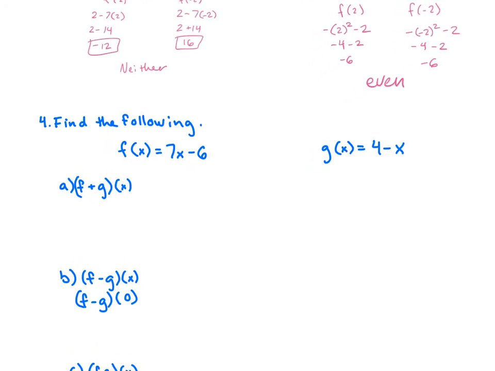When we're adding our two functions, we just add the two together. So we have 7x minus 6 plus 4 minus x. Now we just combine our like terms. So we have 7x minus x, which would be 6x, and negative 6 plus 4 would be negative 2. So we get 6x minus 2.